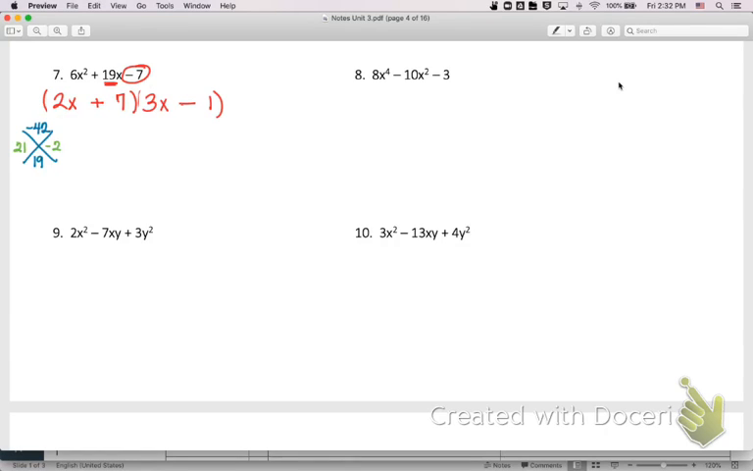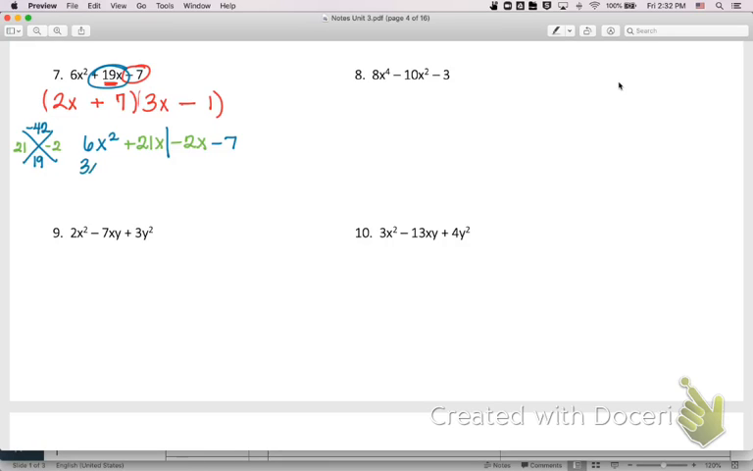So what we do with this now is we take out the middle term that was 19x, and we replace it with those two side numbers. So we have 6x squared, then we're going to have plus 21x minus 2x, and then the last number is the same, minus 7.